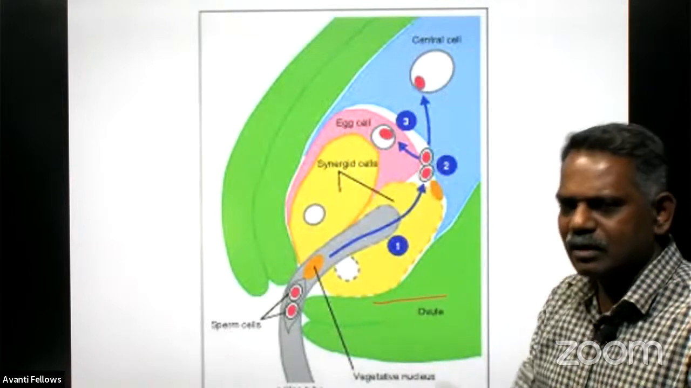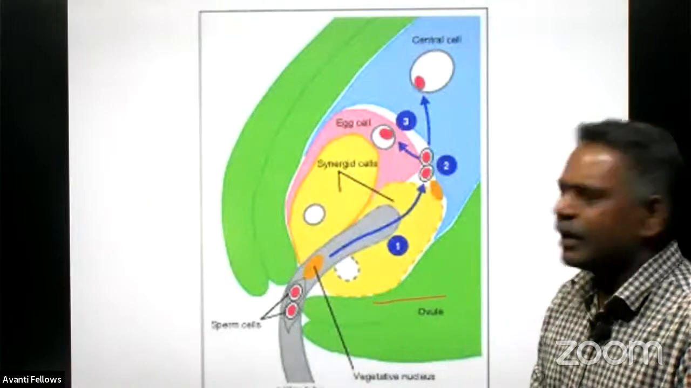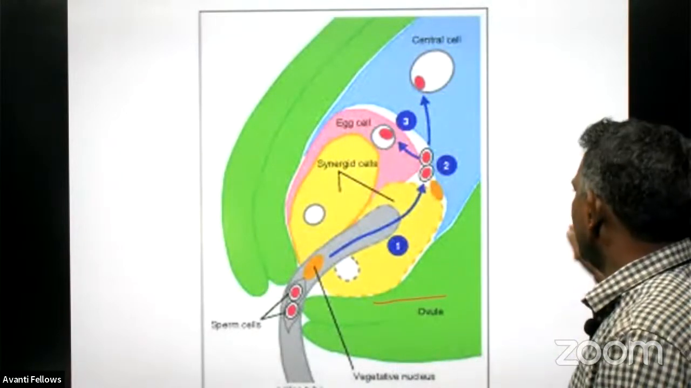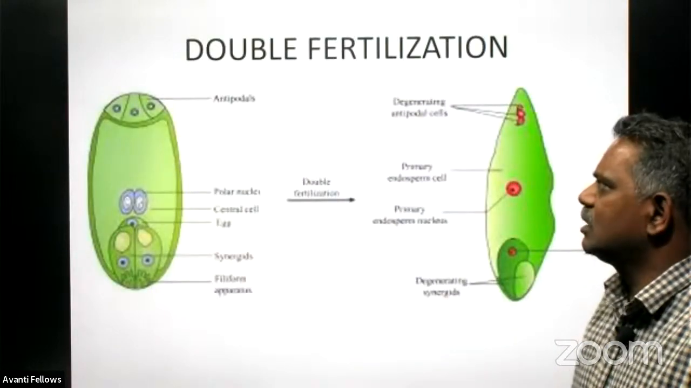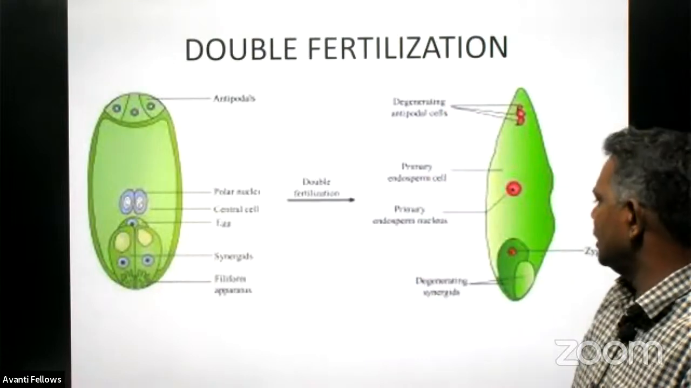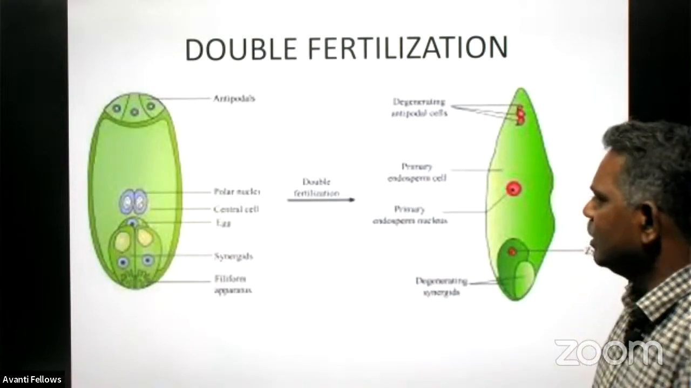Another male nucleus fertilizes the central cell, that is what? The polar nuclei. There are two polar nuclei here at the center, and it is called what? The triple fusion, and collectively we call it what? The double fertilization only.